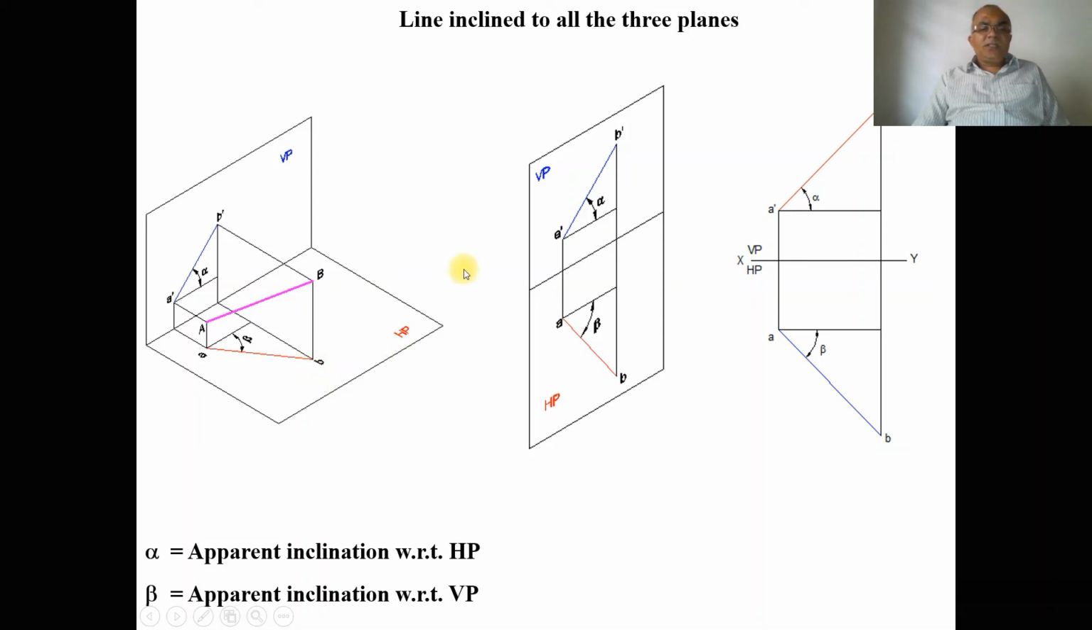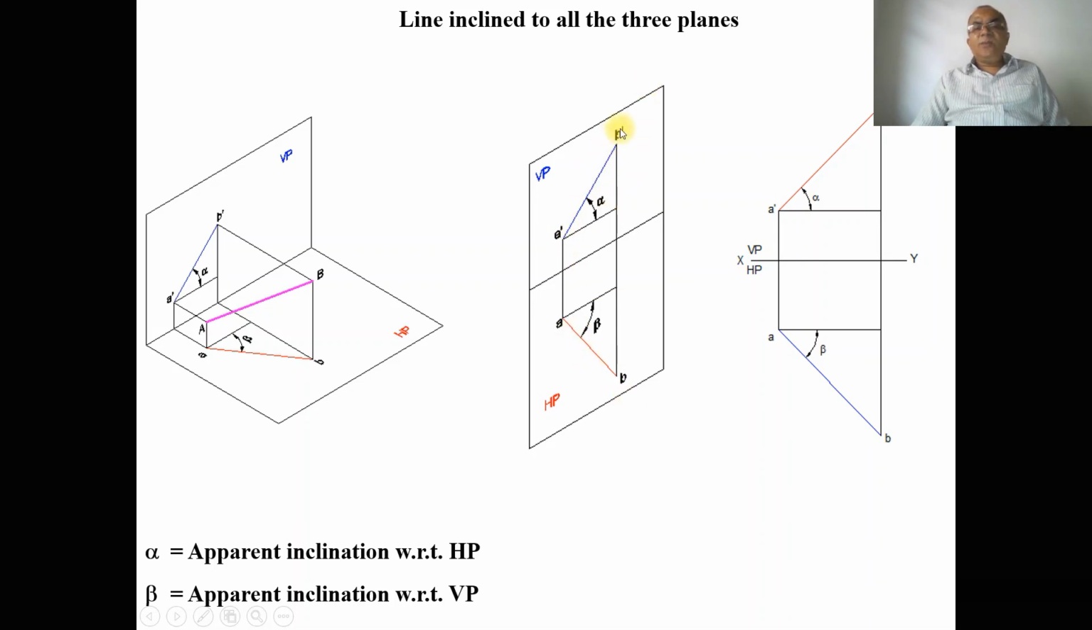So here, when HP is rotated, we can see the top view line is also inclined to VP and the front view line is also inclined to HP. Since the inclination is with respect to both HP and VP, obviously the line is inclined to both the planes. In earlier cases, if the line is inclined to one plane, obviously that line should be parallel to the other plane. But here, both the lines are inclined to both HP and VP.